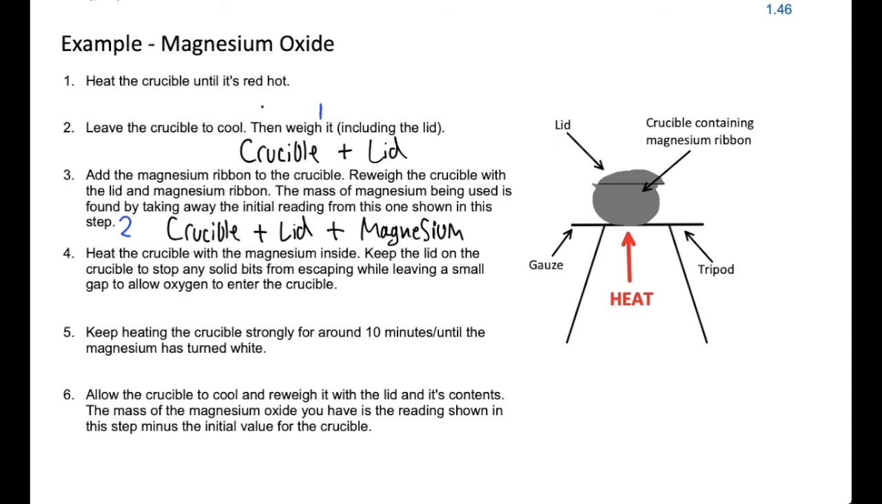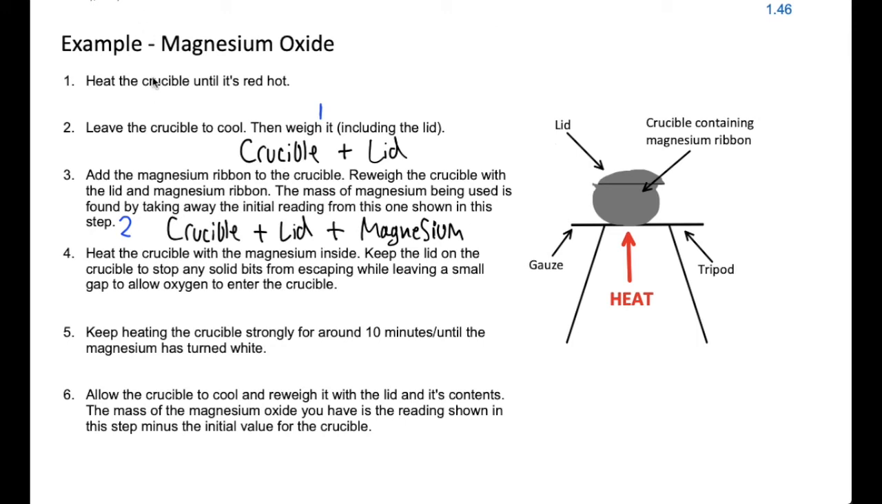So if we took number 1 away from number 2, we know that the difference between these two numbers is the mass of magnesium that we use, basically. So that's why we do this, to get the mass of magnesium. That's the goal of step 3.